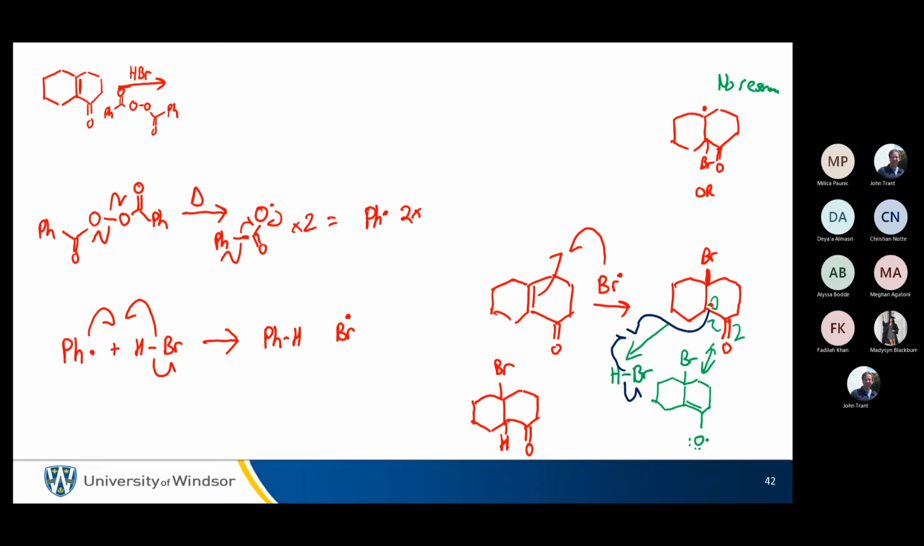A Markovnikov addition is one that involves a carbocation. Anti-Markovnikov addition does not involve a carbocation. In this case, though, just because of the resonance stabilization of the radical, you get the same product regardless of whether you do this using HBr straight up or HBr and this radical initiator.